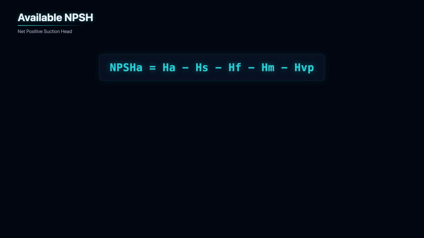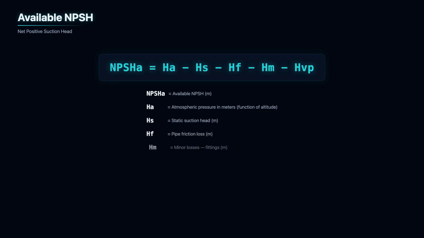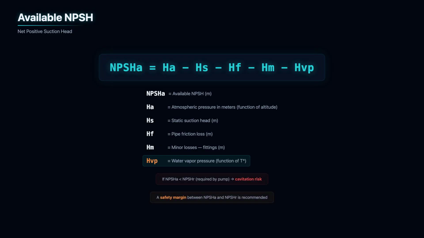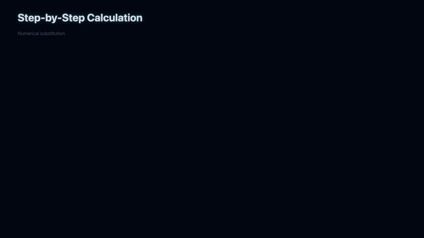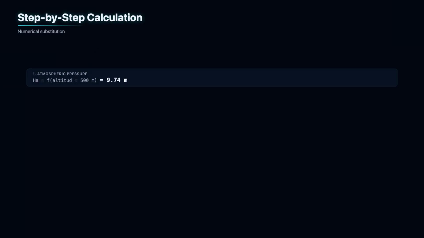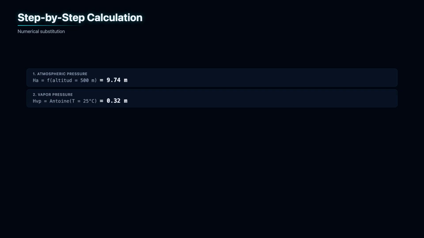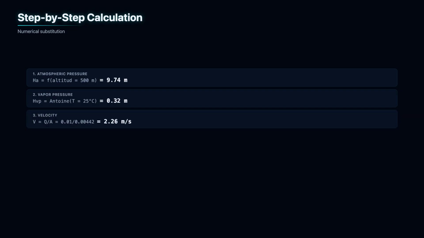The available NPSH is the atmospheric pressure minus the suction head, minus friction losses, minus minor losses, minus the vapor pressure of water. If the available value is less than the required by the pump, there is a risk of cavitation. Let's substitute. At 500 meters altitude, the atmospheric pressure equals 9.74 meters.